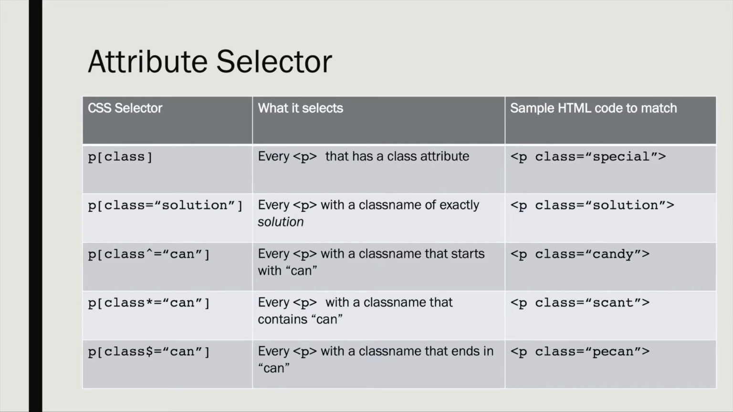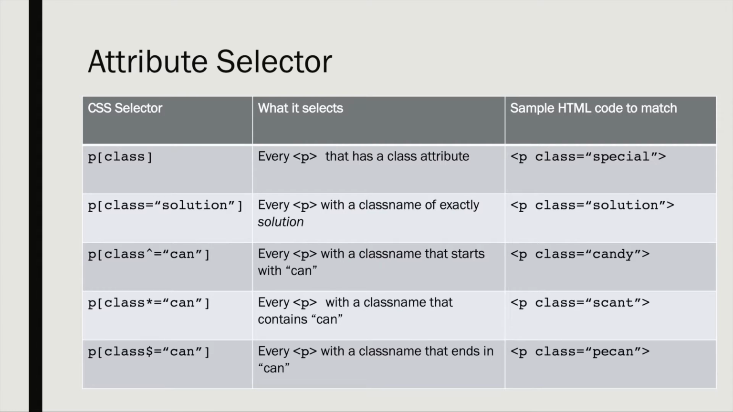Next, let's talk about attribute selectors. When you're dealing with other selectors in the page, you can actually use what's called an attribute selector to specify exactly what you want. For example, p, then square brackets, and class within the square brackets. This is specifying that every p tag that has a class attribute should get the specified styles. Basically saying that any p tag that doesn't have a class, regardless of what it is, is not going to get the styles. So with the HTML code to match, you have the p tag, the class attribute, and then the special value.